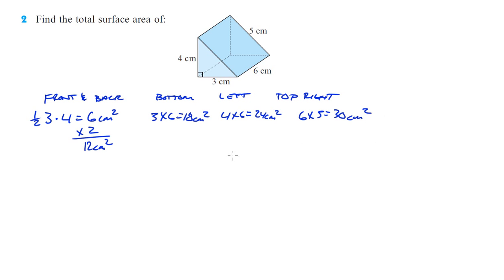So then we just want to add those all up, right? So 12 and 18 is 30, plus another 30 is 60, 70, 84. So it would be 84 square centimeters for that one. Okay?